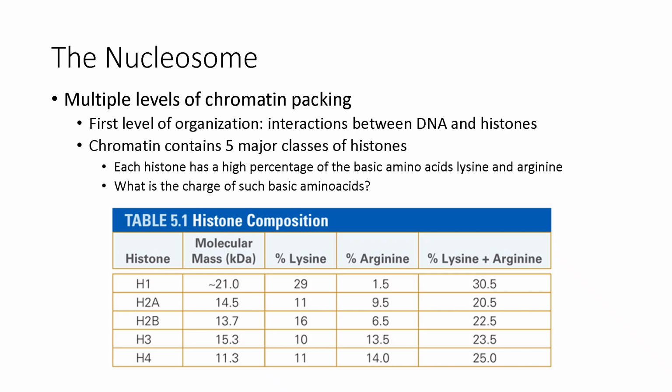DNA within the nucleus is packed into nucleosomes, the fundamental unit of chromatin structure. The first level of this organization involves interactions between DNA and 5 major classes of histone proteins. These proteins are rich in basic amino acids like lysine and arginine, which give them a positive charge. This charge facilitates binding to the negatively charged DNA backbone.